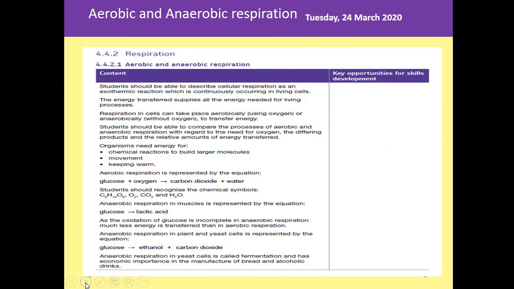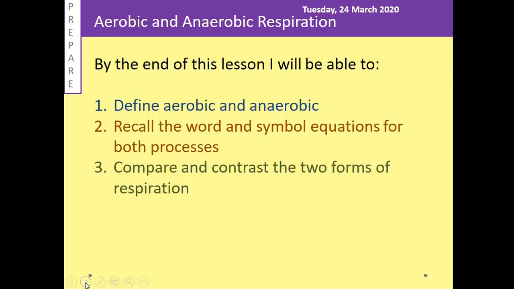Linking to the specification for today's lesson, you can have a peruse through that in your own time, just to be clear of what we need to cover in today's lesson. By the end of the lesson, we should be able to define aerobic and anaerobic respiration. We need to be able to recall the word and symbol equation for both processes, and compare and contrast the 2 forms of respiration, which we're going to do towards the end of today.